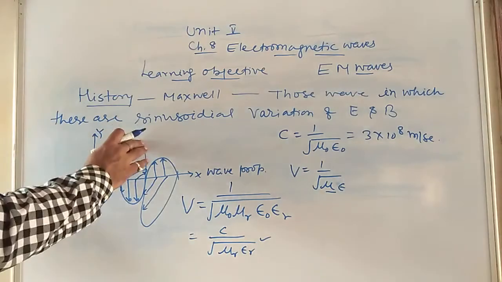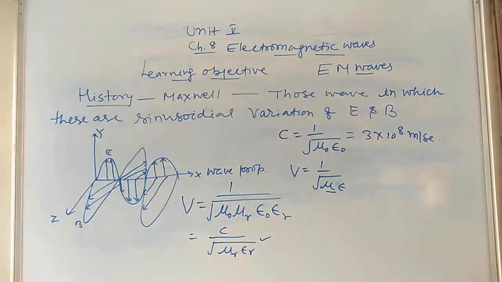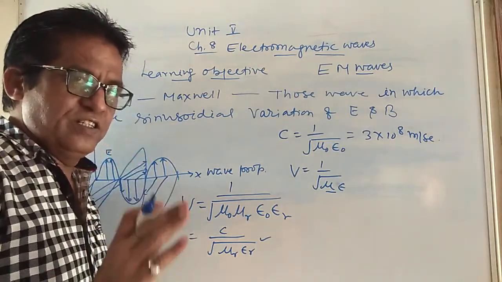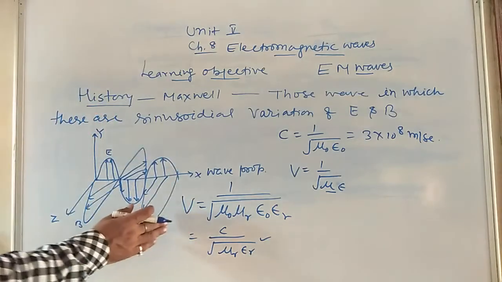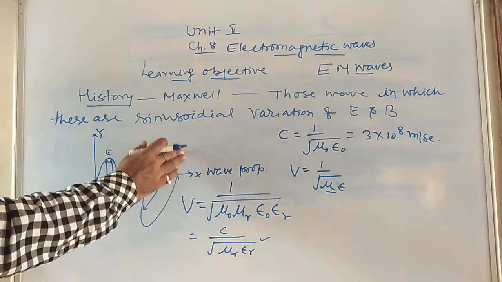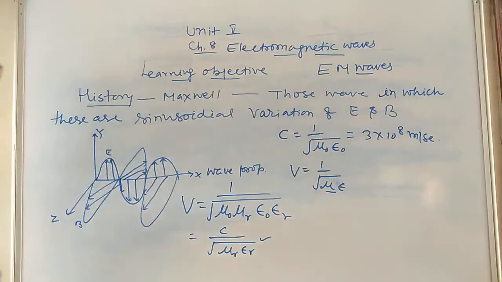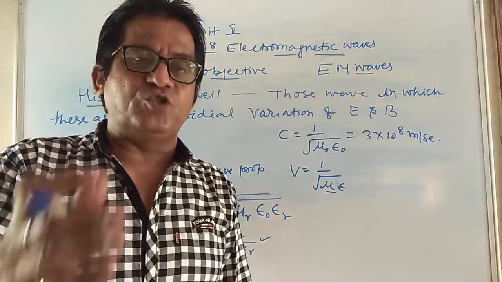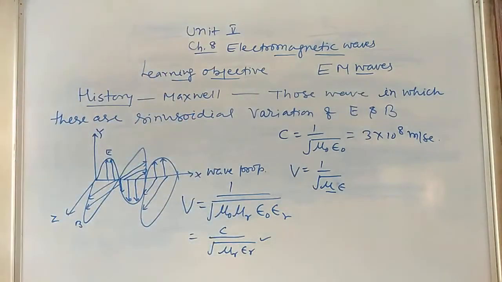The examples of electromagnetic waves are radio waves, microwaves, infrared waves, light waves, ultraviolet rays, X-rays, gamma rays. All we have to see in this chapter. These are the electromagnetic waves.